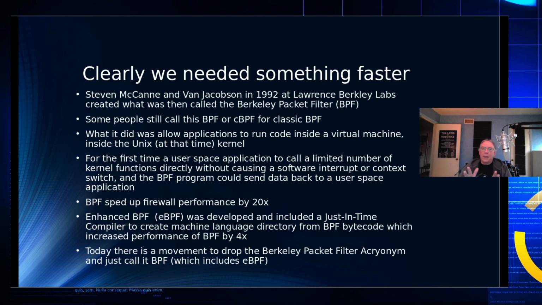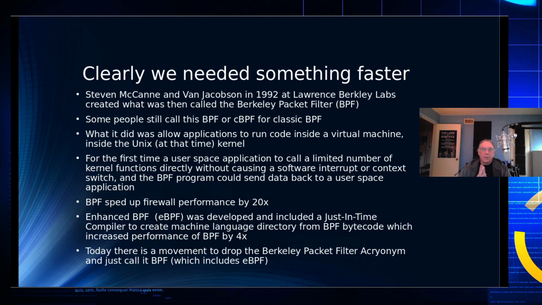Well, so for the first time, BPF allowed a user application to call a limited set of functions in the kernel without having to do a software interrupt to do it. So once that was set up, once the initial system was set up between the BPF that ran in Userspace, the application that I started, and the application that was running in the kernel space, they could freely exchange data. And so I didn't have to have this interrupt every time I wanted to move data back and forth between the kernel and the user space. So that sped up the firewall performance by about 20 times.